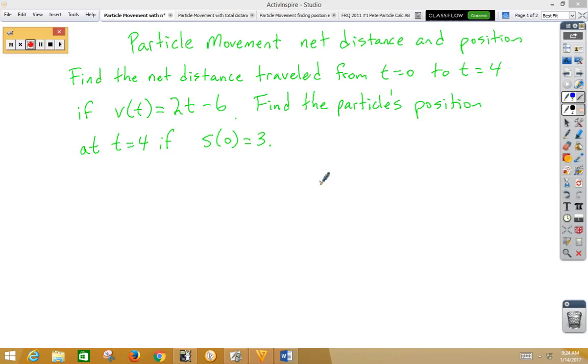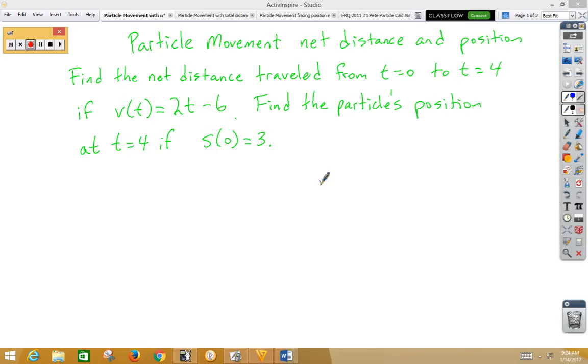In this video, we're going to do particle movement with net distance and position. In our first example, find the net distance traveled from t is 0 to t is 4 if v of t is 2t minus 6. Then we want to find the particle's position at time 4 if s of 0 is 3.